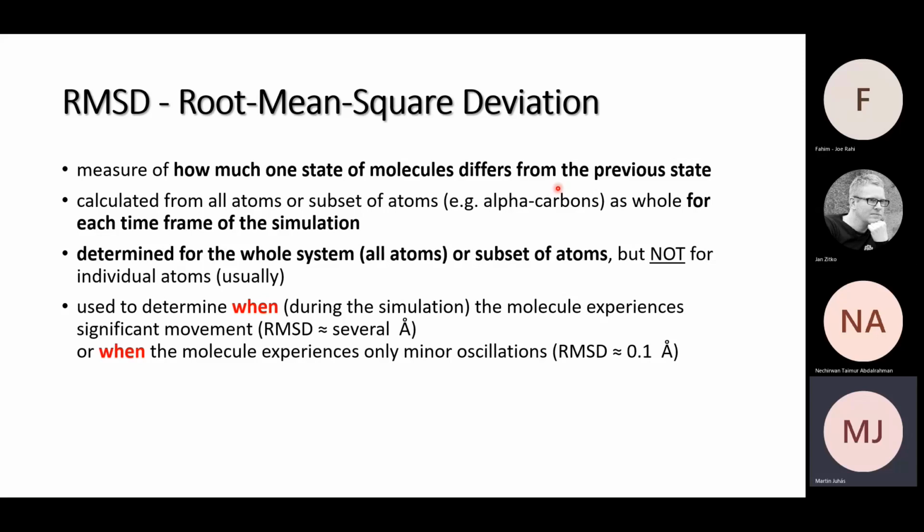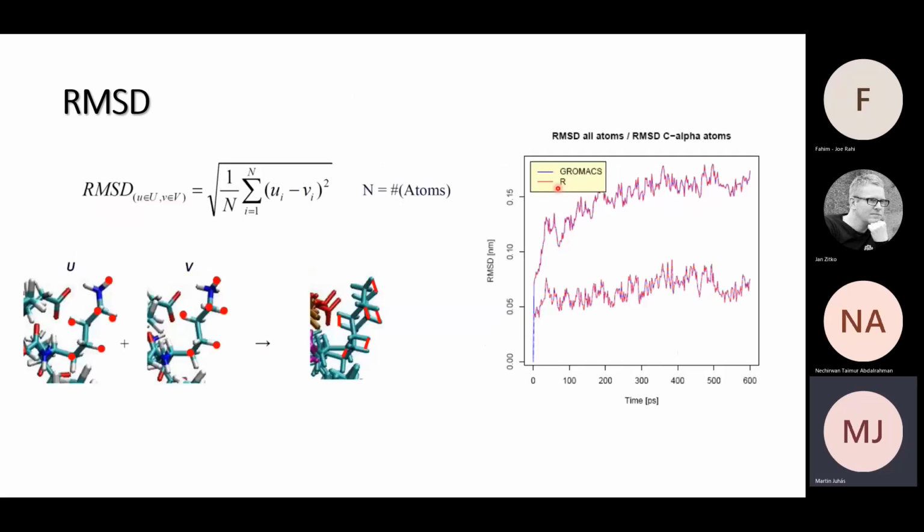It's mostly used to determine when something in the molecule happens or doesn't happen, and not what happens. It's just when. The answer to what is usually up to the researcher to go through the simulation and to see what happened. This is how it looks. You take the initial state, you take the state after that, and you compare them. As you can see in this picture, there are some differences in position of these corresponding atoms.